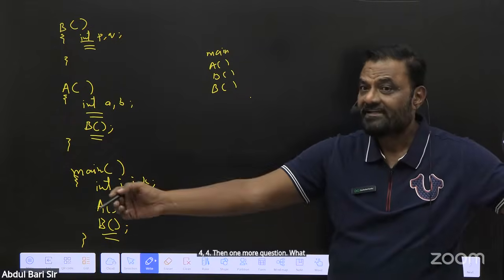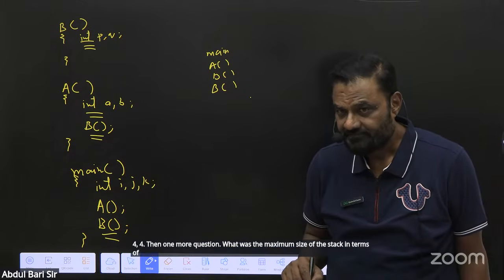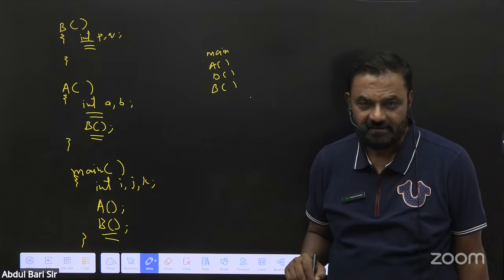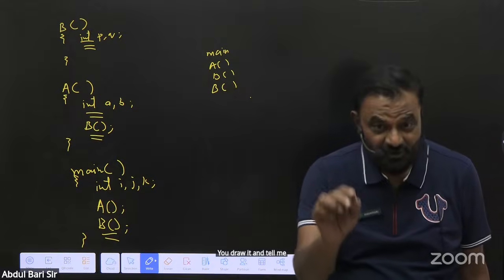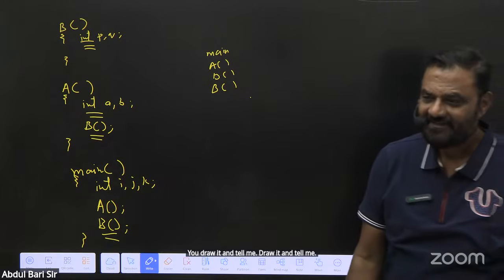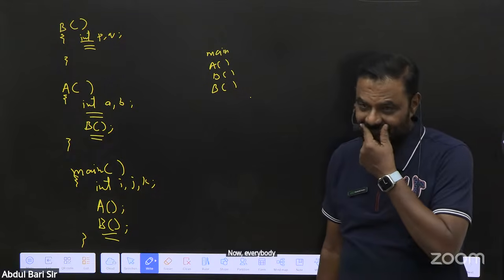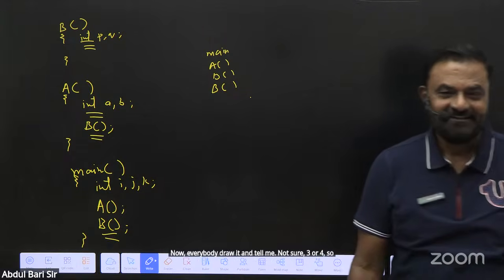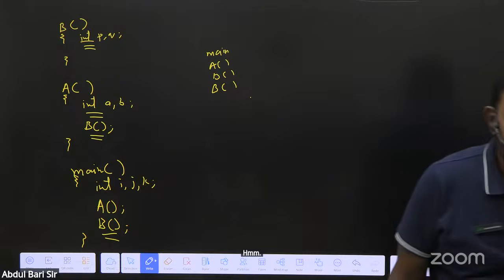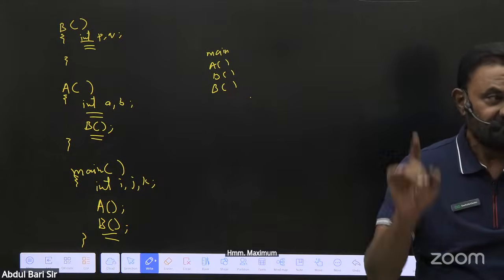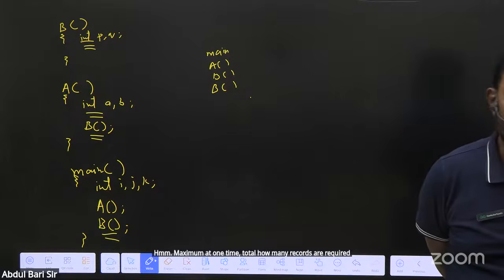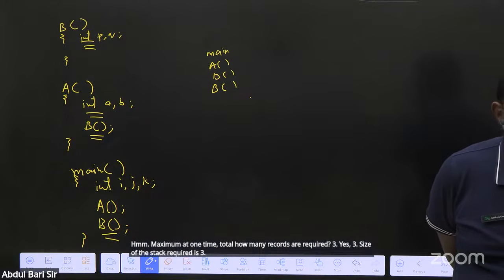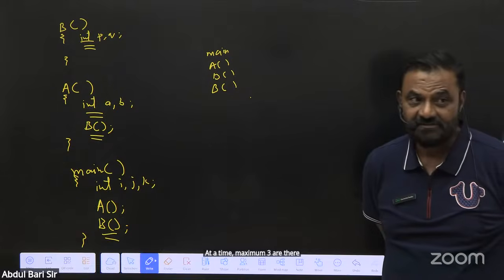Then one more question. What was the maximum size of the stack in terms of activation records? No, no, no. You draw it and tell me. Now everybody draw it and tell me. Not sure, 3 or 4? So draw it and tell me. At maximum at one time, how many records are required? 3. Yes, 3. At a time, maximum 3 are there. So the maximum size of the stack is 3.